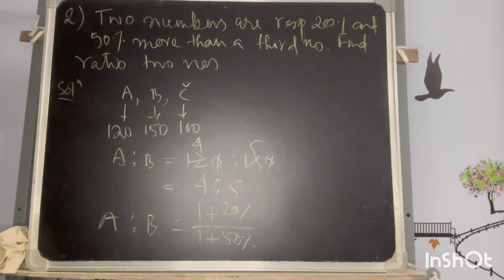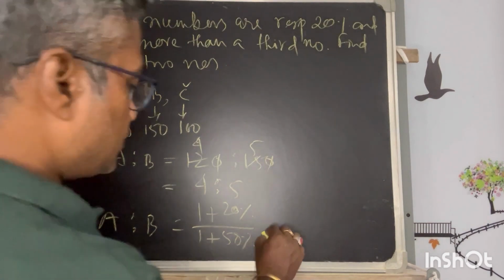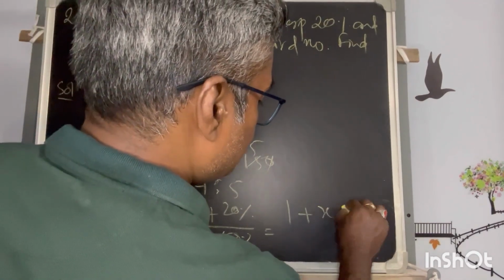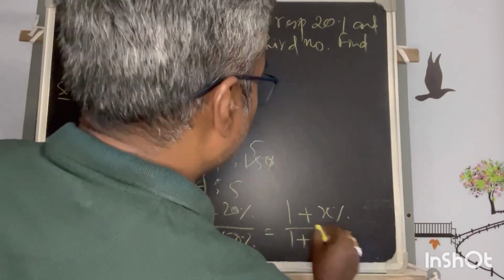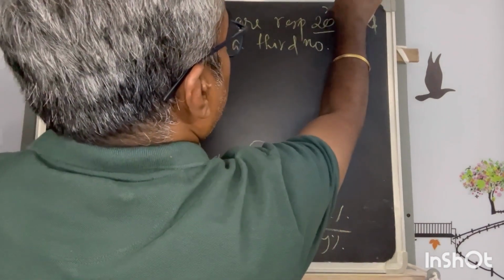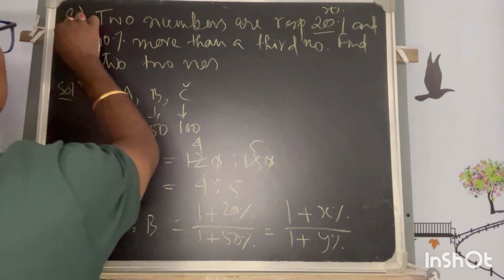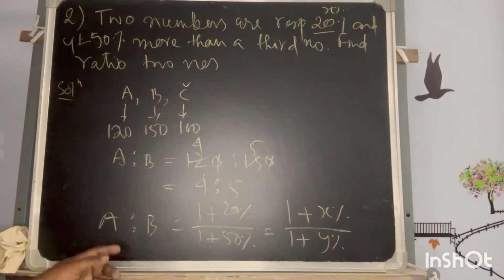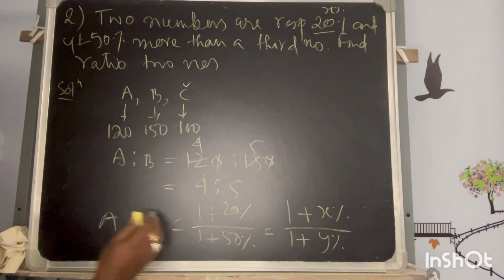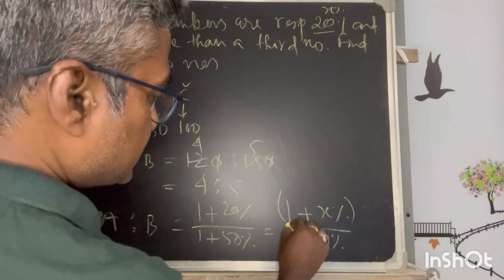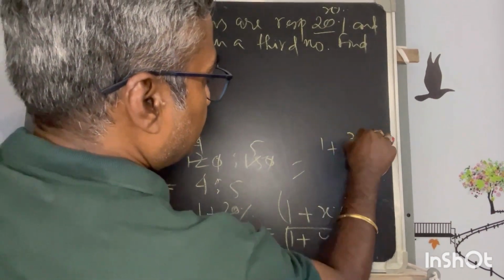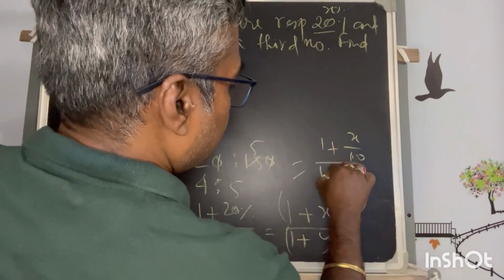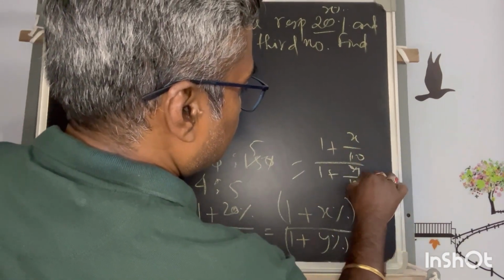This could be your formula. You can take X percent, or if it is simply Y percent. If this is taken as X percent, this is taken as Y percent, then A is to B is nothing but 1 plus X percent over 1 plus Y percent, which can be reduced further to (1 + X/100) by (1 + Y/100).